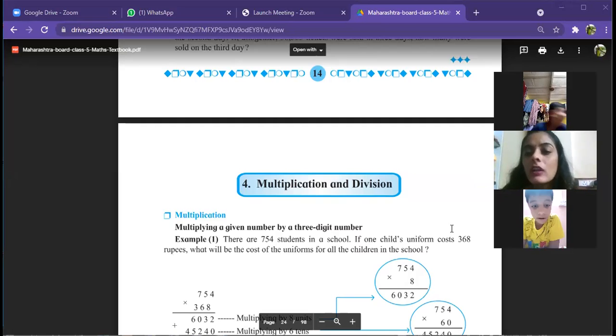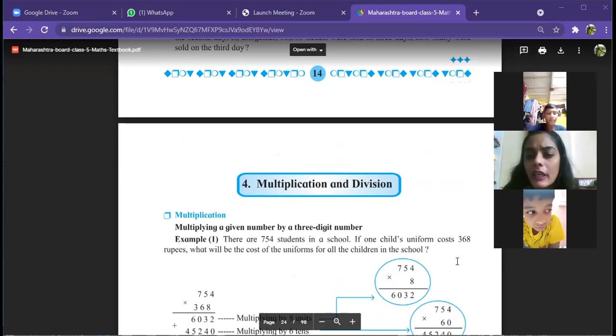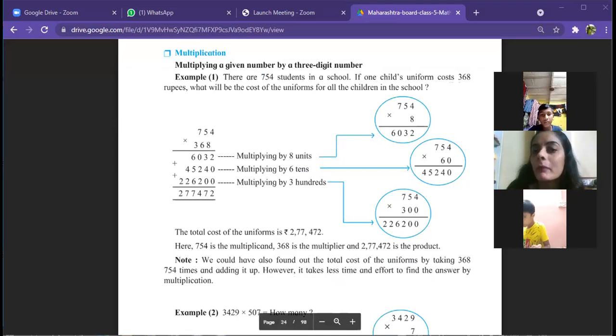Okay. So now let's see in the textbook what is given. Multiplication. So what is multiplication? Multiplying a given number by 3-digit number. So in this we are going to see how to multiply 3-digit number. Take out your notebook and do it accordingly.